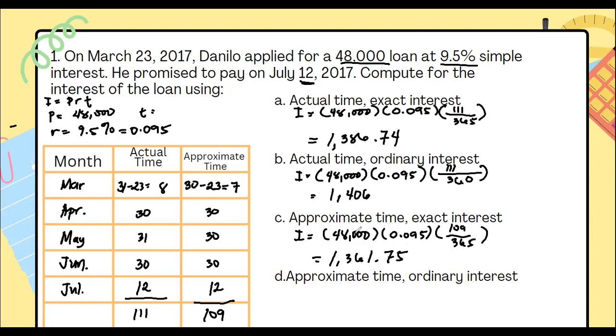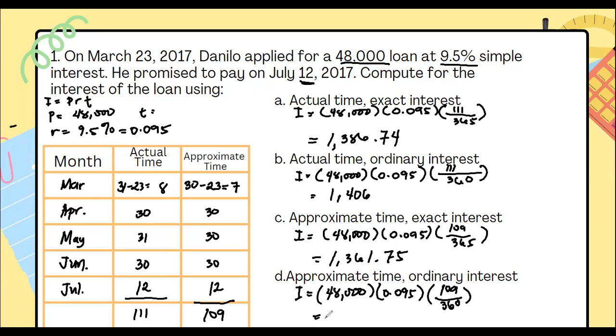Okay? Now, proceed tayo for letter D. Okay? So, approximate time, ordinary interest naman. So, same formula, I is equal to PRT. So, P natin or principal natin is 48,000. Okay. Principal is 48,000. Rate natin is 0.095. Then, our time this time ay approximate time, ordinary interest. So, yung approximate time natin is 109. Using ordinary interest, yung denominator natin is 360 days.